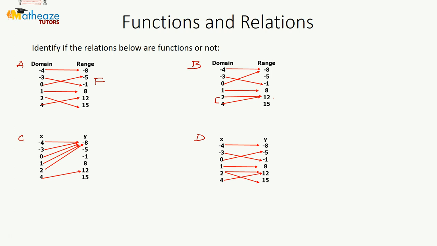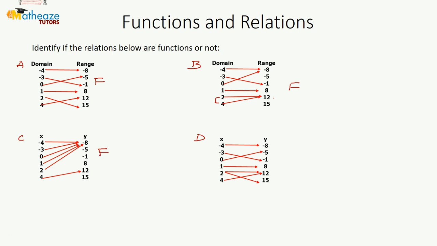Now we look at C, we can see that -4, -3, 0, 1, 2 points to -8 as the range value. This is also valid right here because each of the domain values points to just one range value. So this is a function.